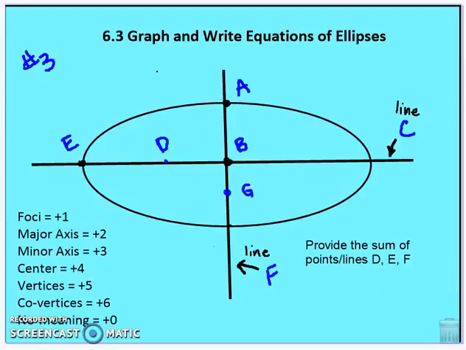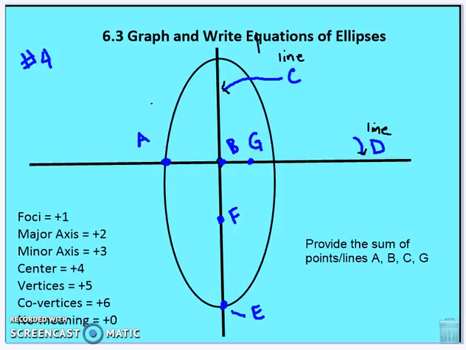All right, next set. So provide the sums of D, E, and F, and now we're converting them to their actual names, not the names for the analogy of the football field. All right, so D would be a focus, so that's plus 1. E is going to be a vertex, so plus 5. And the last one, F, is going to be the minor axis, so that's going to be plus 3.